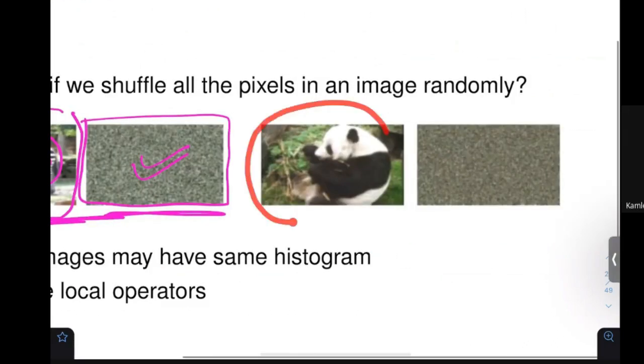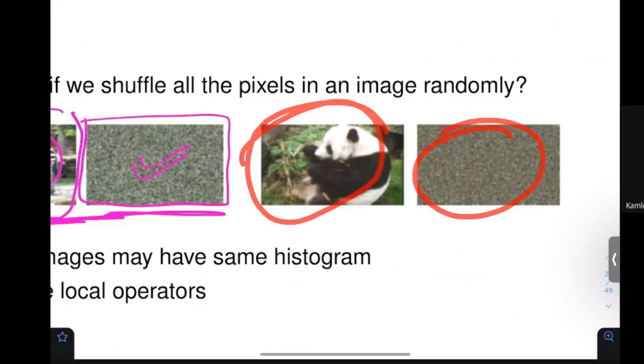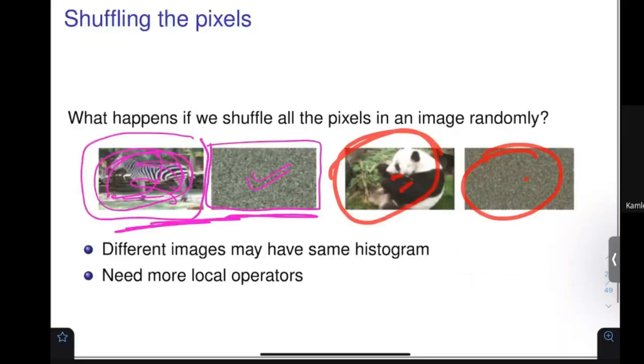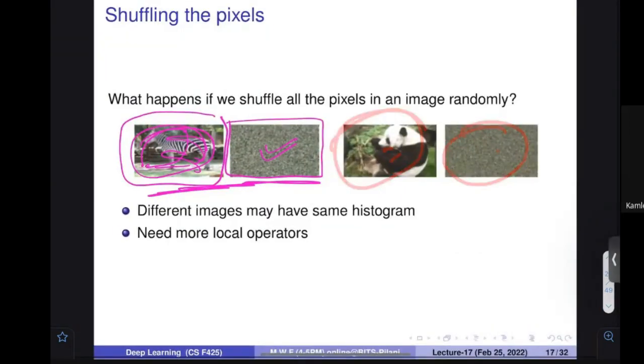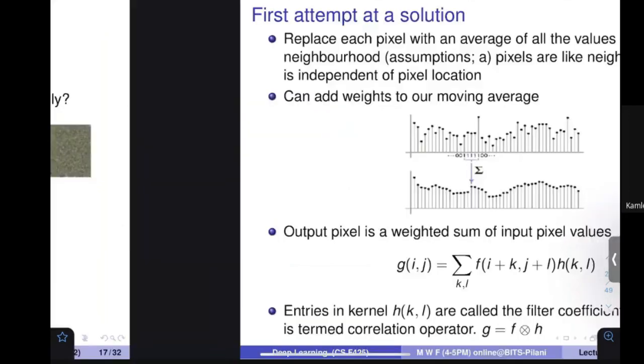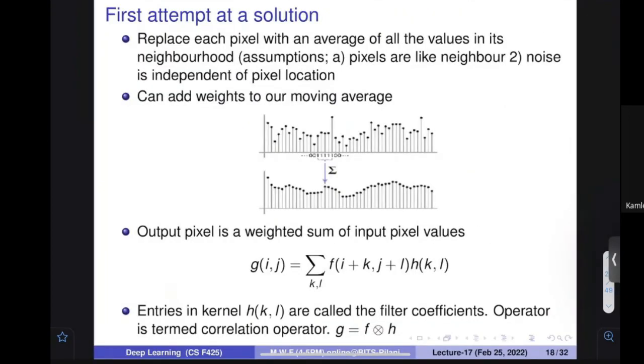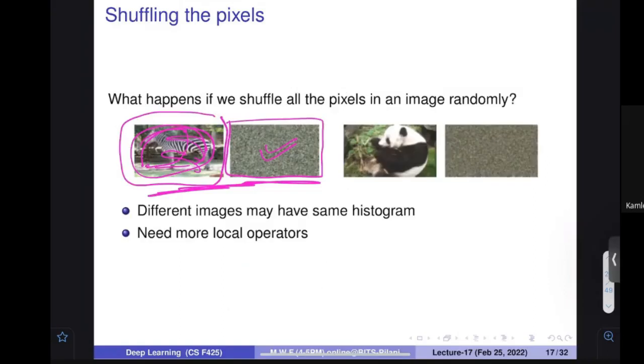Similarly here, you can see that here is a panda, here is no panda. We have just done a random kind of permutation shuffling over here. Histogram is the same, but the image is not the same. So histogram cannot be utilized in that particular way. We need some more local parameter to describe the image, because if you want to find the right kind of feature, we have to do something very interesting.